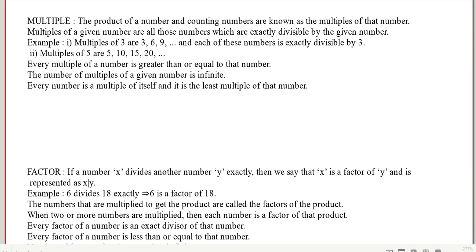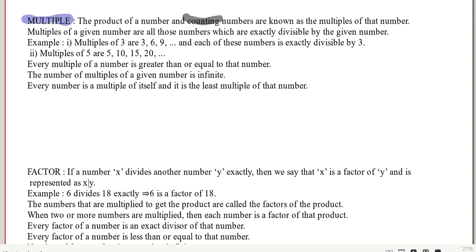Okay, so what are multiples? Multiples means, if I take any number, the products of that number with its natural numbers are the multiples of that number. Products of a number with natural numbers or counting numbers, both are the same.